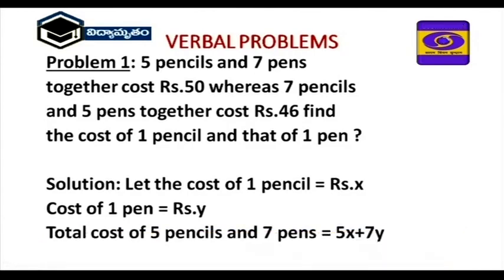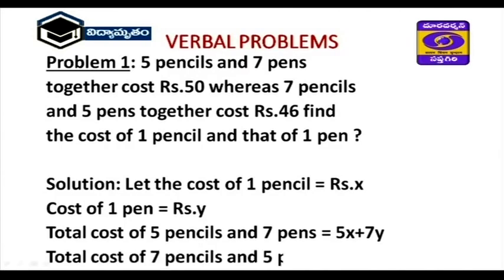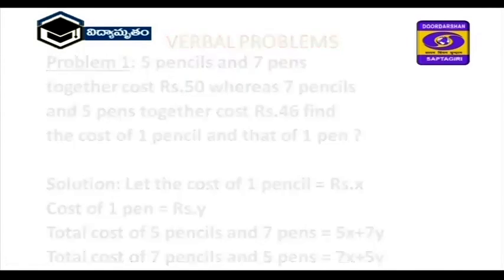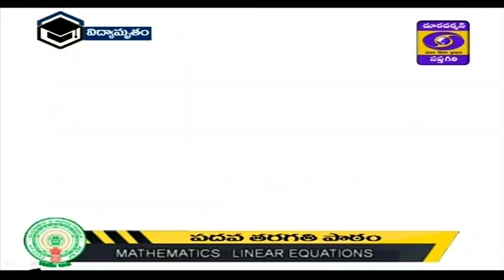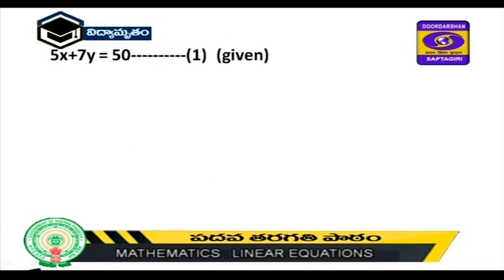The cost of 5 pencils and 7 pens is 5x plus 7y. And the another condition is 7 pencils and 5 pens: 7 into x plus 5 into y. This is the cost of 7 pencils and 5 pens. The total cost 5x plus 7y equal to 50, it was given in the problem, and 7x plus 5y equal to 46.